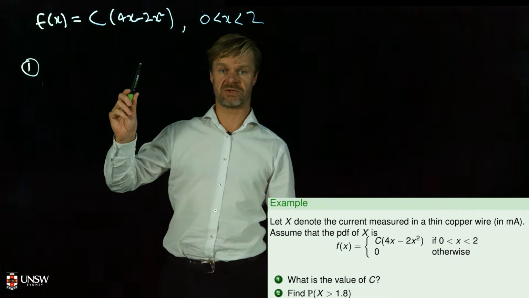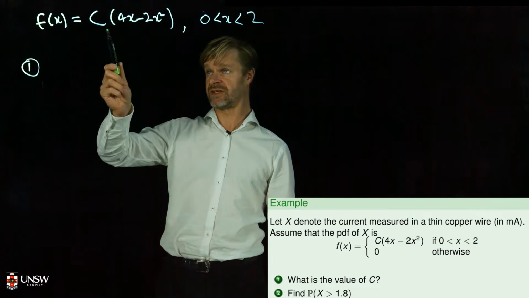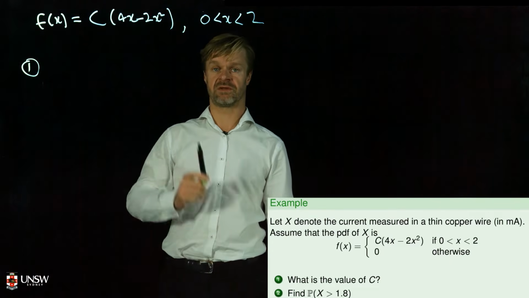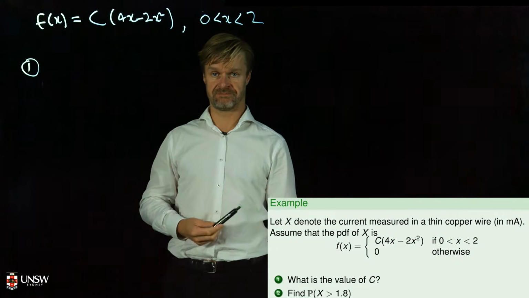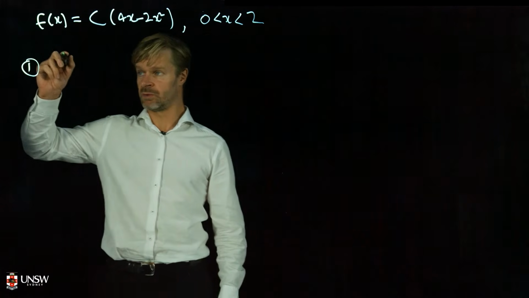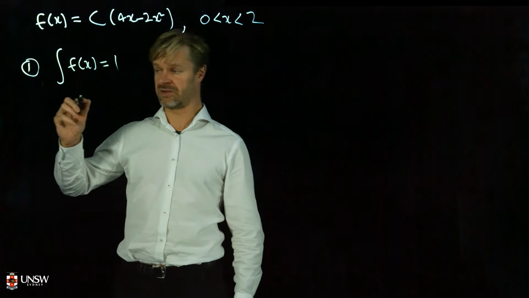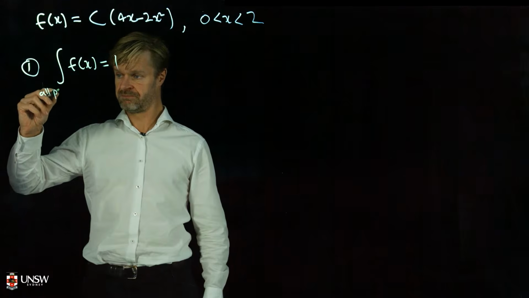So we're given a probability density function up to a constant. We're told it's c times 4x minus 2x squared between 0 and 2, and we're asked what's the value of c. Well, we can find the value of c because we know that a probability density function integrates over all possible x to 1.